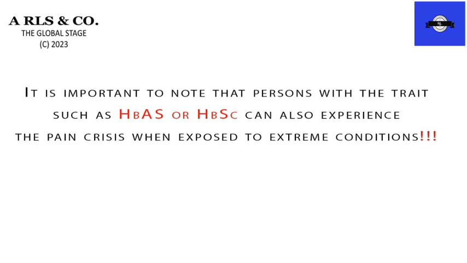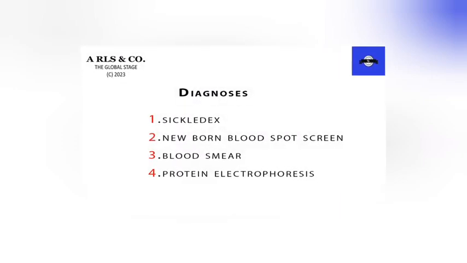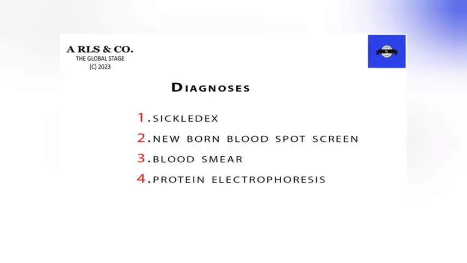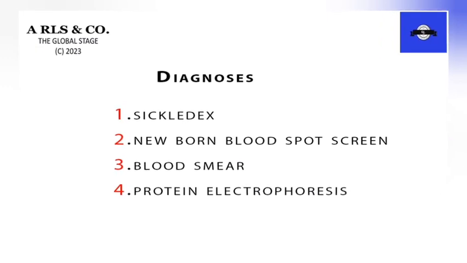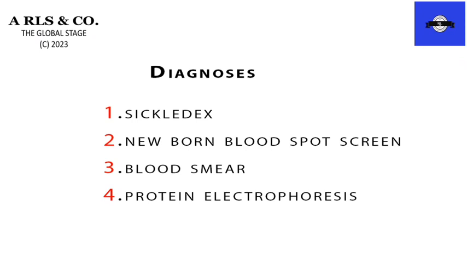Let's look at how we can diagnose somebody with sickle cell anemia aside from the signs and symptoms. And basically there are 4 ways. Number 1 is sickle dex. Number 2 is newborn blood spot screening. Number 3 is blood smear. And number 4 is protein electrophoresis.